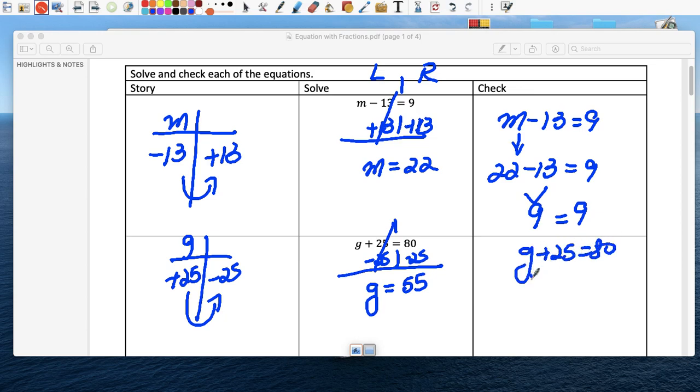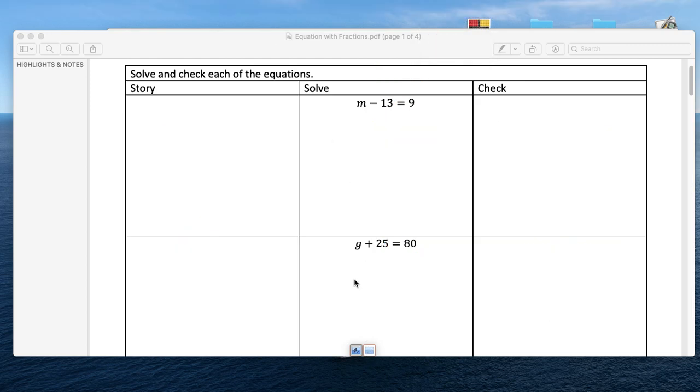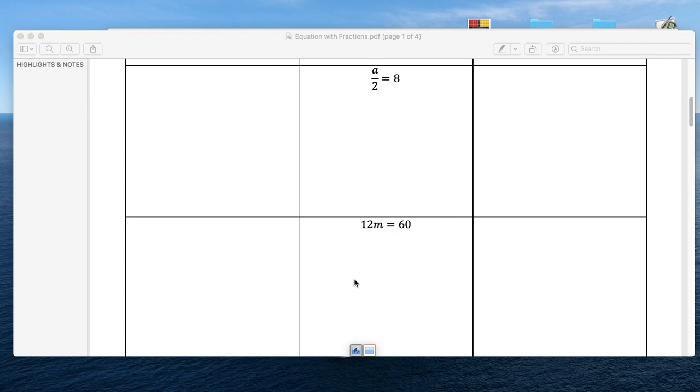Instead of g, I'm going to replace it with 55. And it's 55 plus 25. Is that really 80? And we know 55 plus 25 does equal 80. So our solution is correct. All right, so that again is basically what we did before the break. You have 2 more.